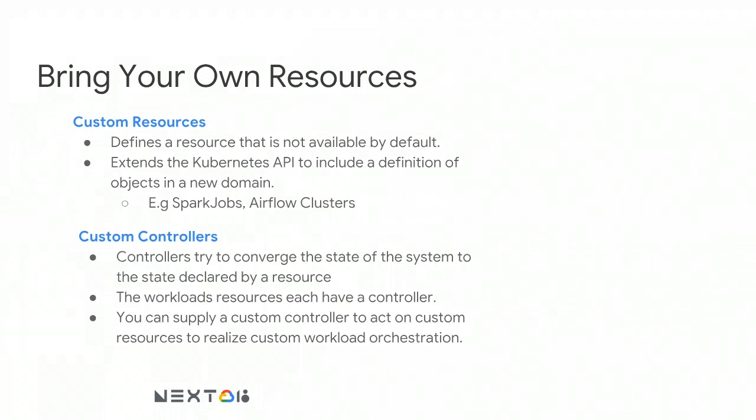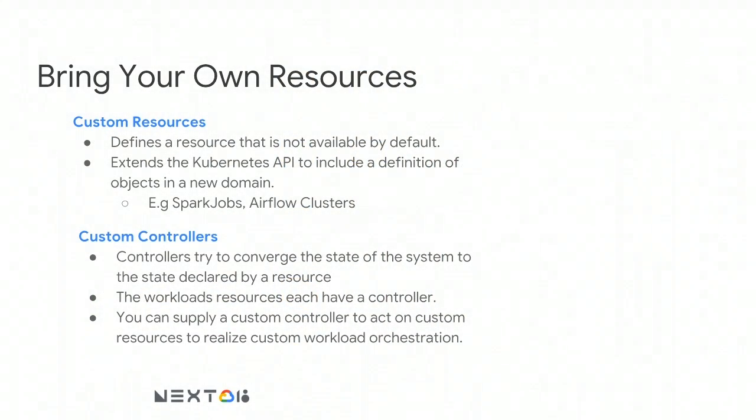I think if you define job as the resource that we use for the batch v1 job, you can create a Spark job. You can create an Airflow cluster. And these become part of the API in the same way, fundamentally the same way as any other resource. To act on them, though, you need to bring a custom controller. So all the resources that we've talked about so far each have a controller that ships with Kubernetes. But you can easily install your own controller to act on the resources you define.